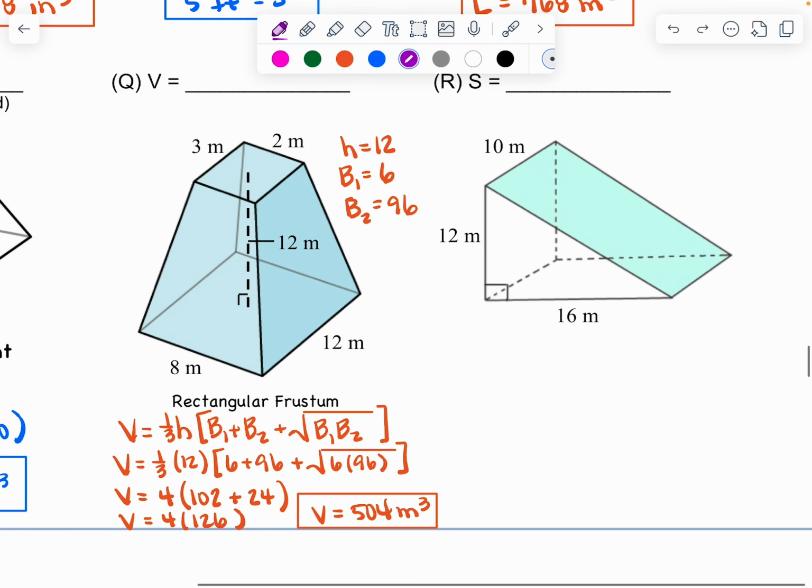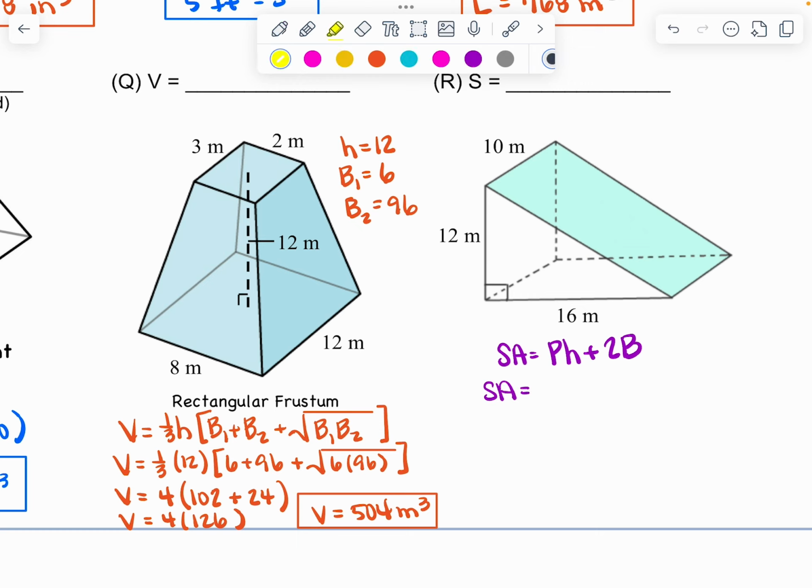So letter R. Again, they want the total surface area, the S. This is a prism, a right triangular prism. So here we go. PH plus 2B is our total surface area. All right, so let's see. The first thing I need is the perimeter of the base, which I do not have completely because my right triangles are my bases, and the perimeter would require me to know the hypotenuse. It is a Pythagorean triple, so if you know them, great. If not, again, you can just do a quick little Pythagorean theorem up here.